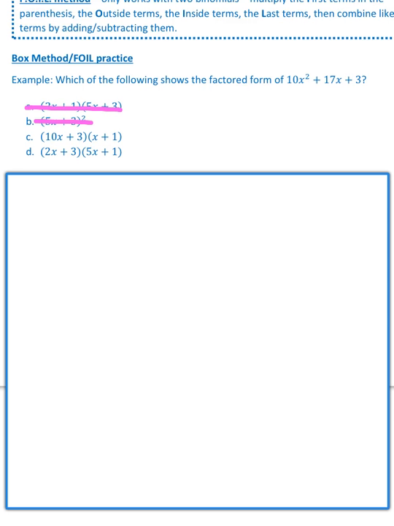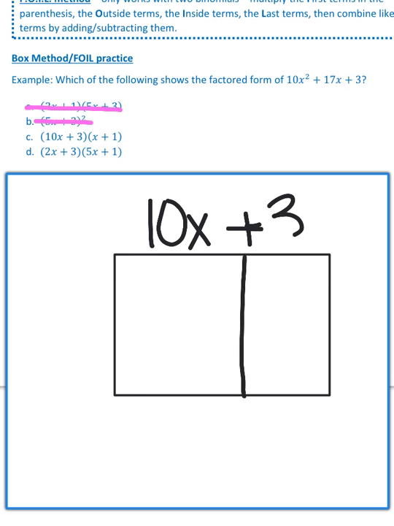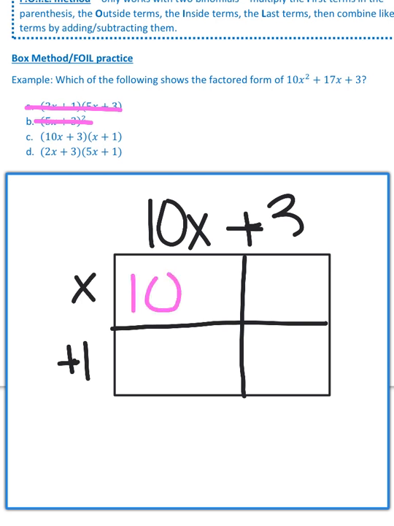Let's go ahead and draw our box. On the top, I'm going to put 10x plus 3. Where I see that plus sign, I'm drawing a line straight down. And on the side, I'm going to put x plus 1. And I'm drawing that line straight over. All right, I have x times 10x, and that's going to give me 10x squared, which matches. I'm happy about that.